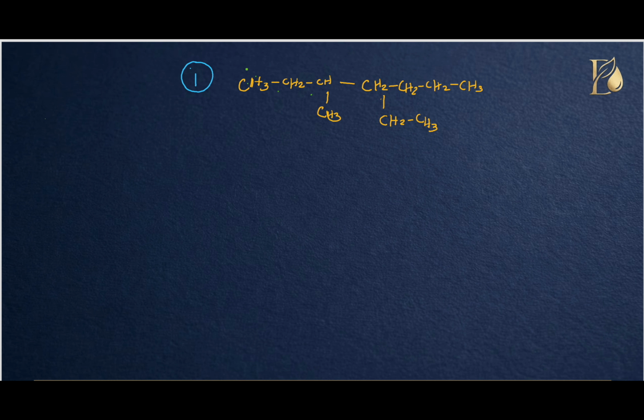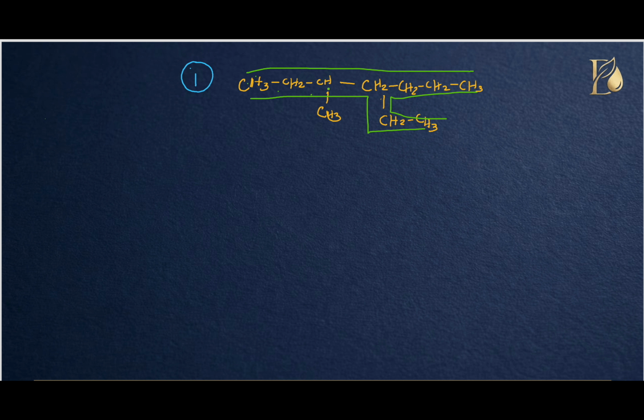So we can check for the possibilities of the chains. So totally how many possibilities are there? Either this chain can be the parent chain, or another possibility is that this chain can be the parent chain, or this way this chain can also be another possibility. So there are multiple possibilities of parent chains, but from this we have to choose the chain with the maximum number of carbon atoms.